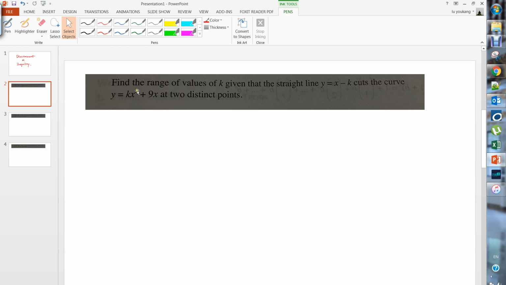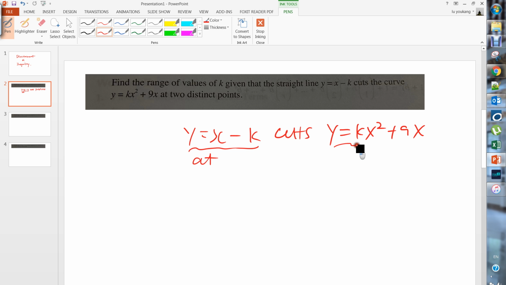Okay, so hopefully you can see this question. The question says find the range of values of k given that the straight line y equals x minus k cuts the curve, which is given by this quadratic equation, at two distinct points.